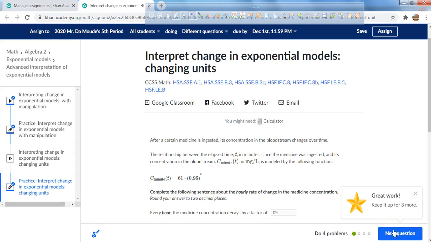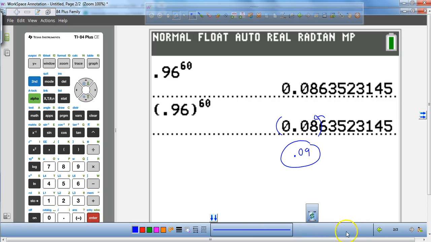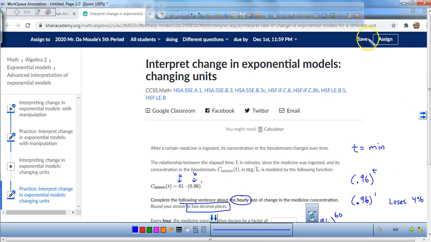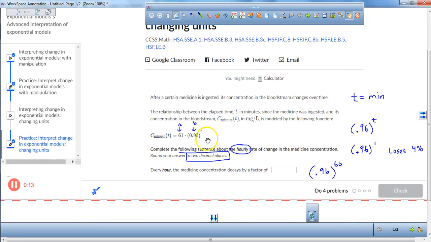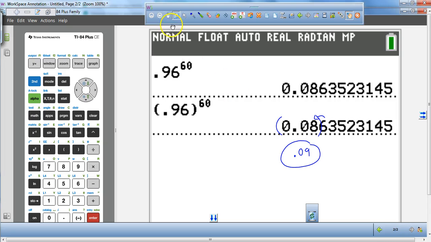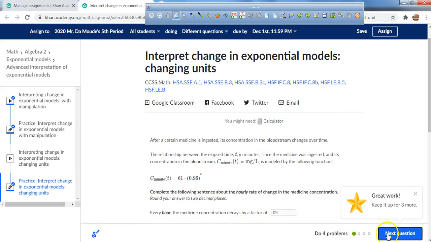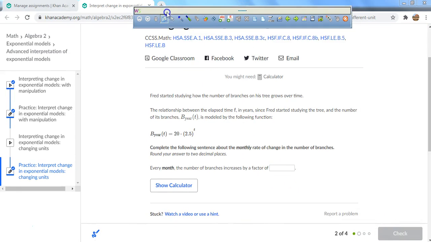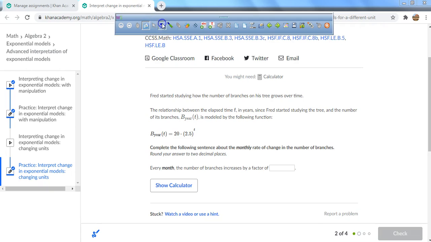There you go. So let's go back real quick, see how I did that. So this one, it said this was the decay factor per minute, but we had to change it to an hourly rate. So that's why we raised it to the power of 60, because there's our 60 minutes in an hour. And that's it. All right, let's go to the next one. All right, I'll take a little screenshot of this. We'll write some things down.